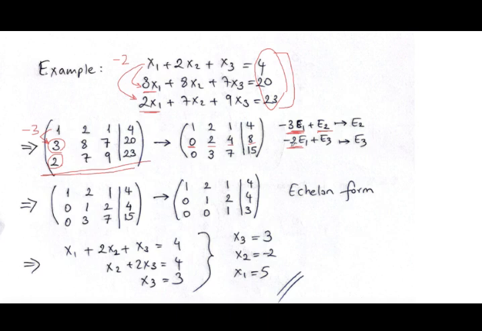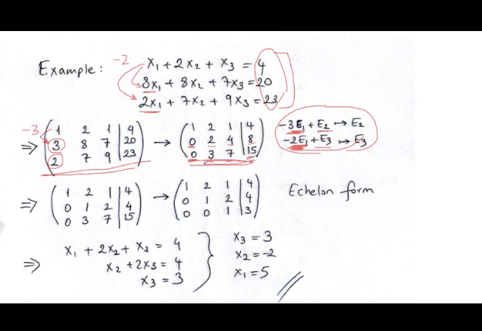Now multiply the first row by minus 2 and add to the third row. So with minus 2 and then add to the third one, you get another 0 here. And then you get 7 minus 4, that's 3. And then 9 minus 2, that's 7. And then 23 minus 8, that gives you 15. As a result of these two row operations, we can get this matrix now.